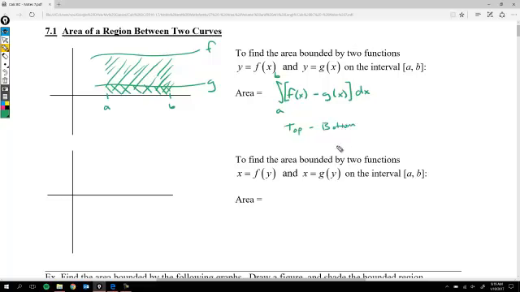It doesn't matter where the x-axis is. It doesn't matter if g is down here. You're just always going to do the top function minus the bottom function.